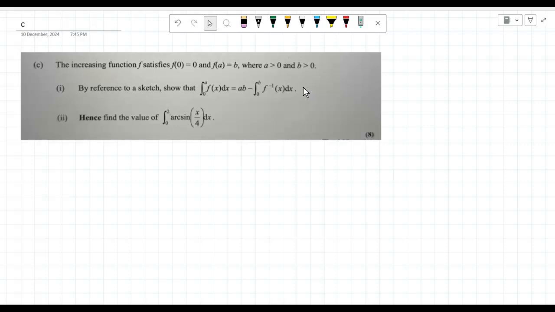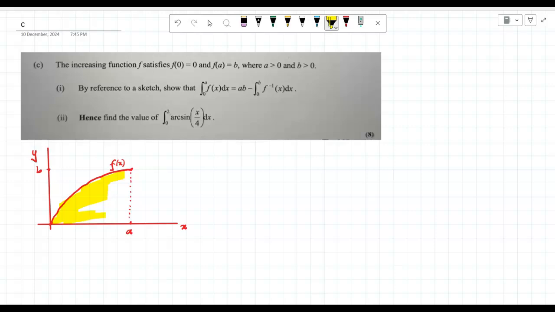But again, this is a classic sum. So this is x, this is y, correct? f(0) is 0 and f(a) is b. Let's say this is an increasing function like this. Okay, this is my f(x). Now what's going to happen is, what does the integral give you from 0 to a? Whole area.